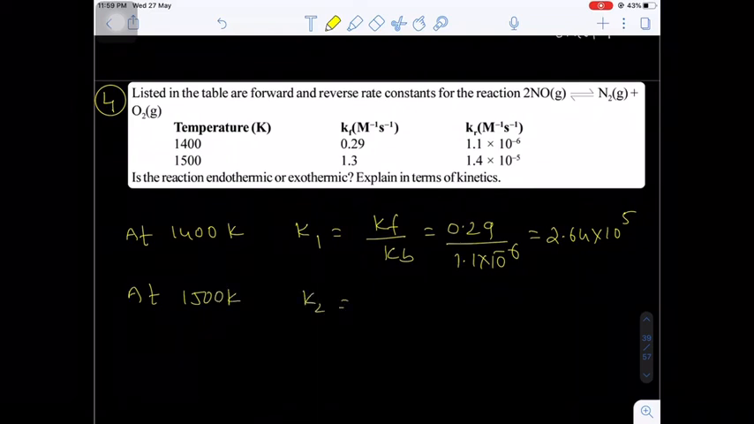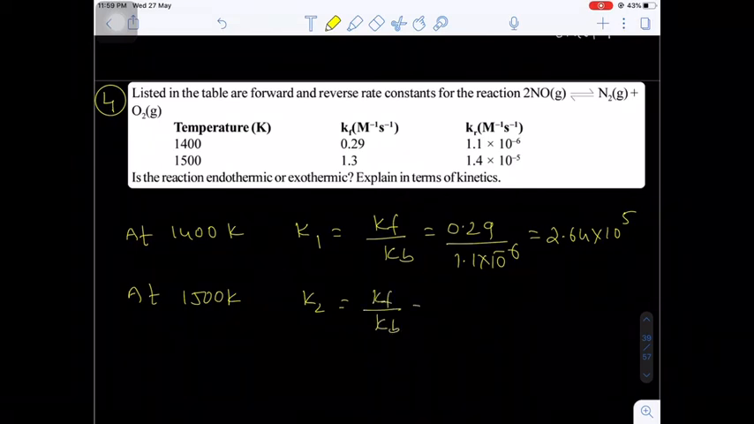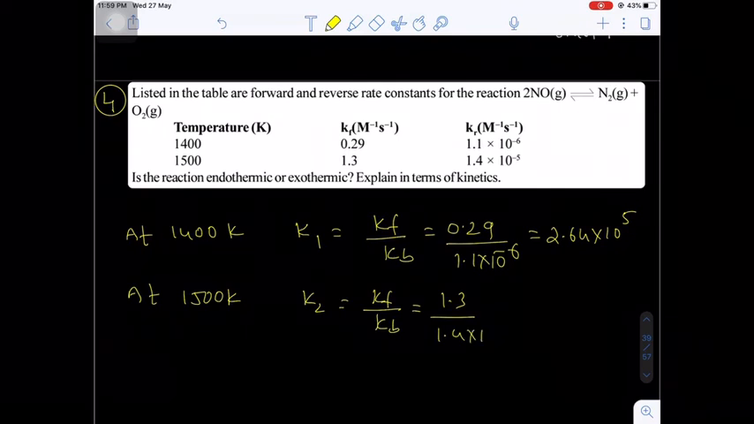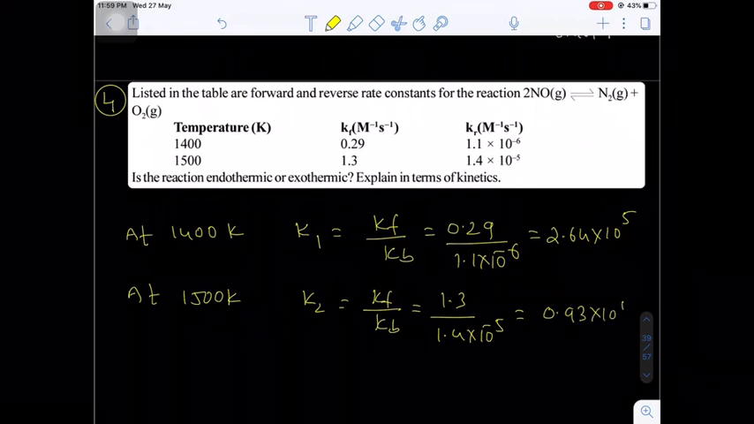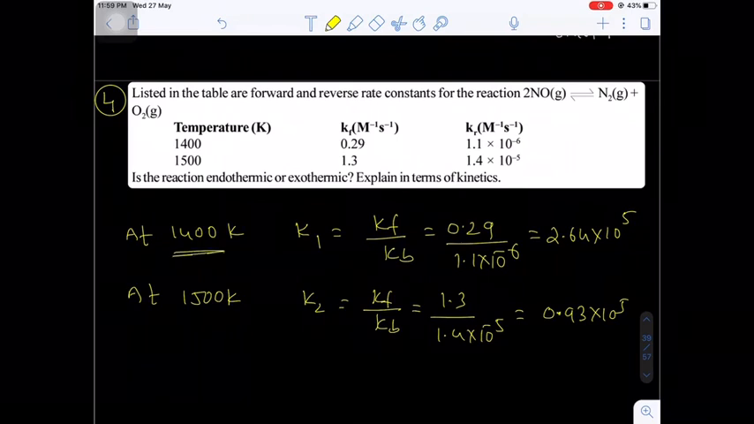Now at 1500 Kelvin, again we have to calculate the equilibrium constant, that is K2, again Kf upon Kb. What is the Kf value? 1.3. Upon what is the Kb value? 1.4 into 10 raised to minus 5. Now this value is 0.93 into 10 raised to 5.